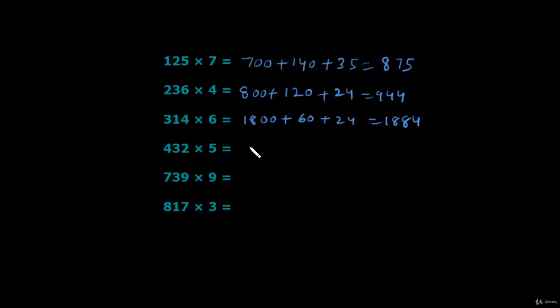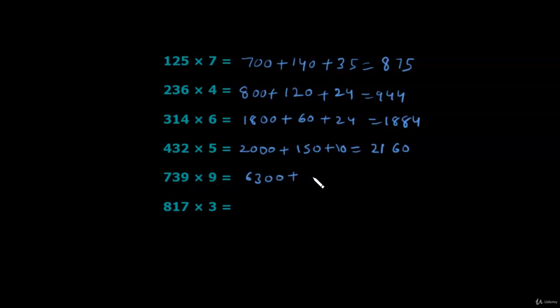5 times 400 is 2000. Plus 5 times 30 is 150. Plus 5 times 2, that is 10. So this has become 2160.